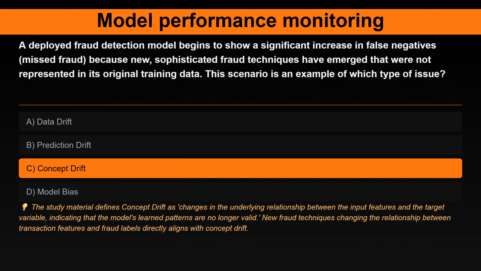The correct answer is concept drift. Here's the explanation. The study material defines concept drift as changes in the underlying relationship between the input features and the target variable, indicating that the model's learned patterns are no longer valid. New fraud techniques changing the relationship between transaction features and fraud labels directly aligns with concept drift.